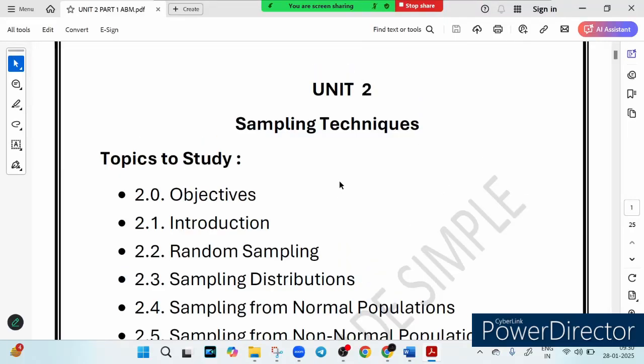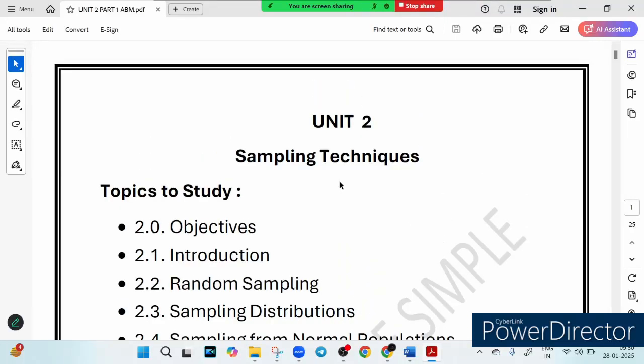JIV and CIV made simple. So this is our unit number 2 of AVM. The chapter name is the sampling technique, and let me tell you about the importance of this particular chapter.